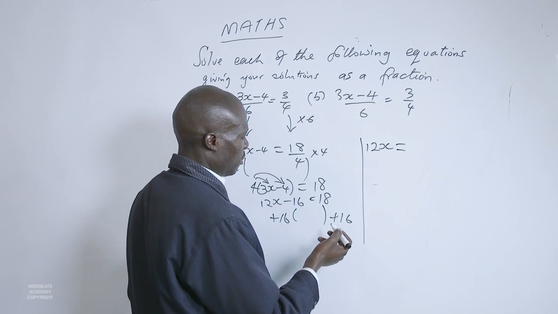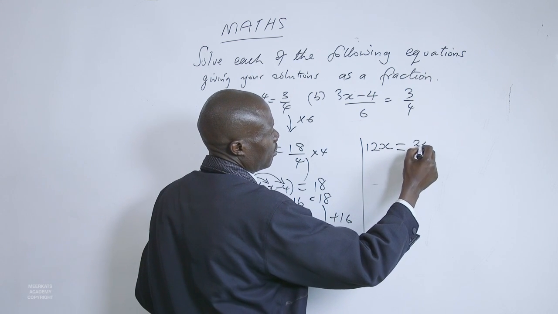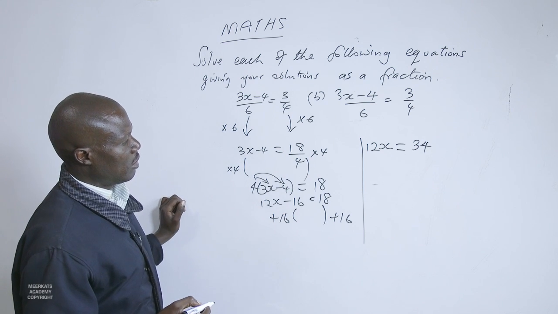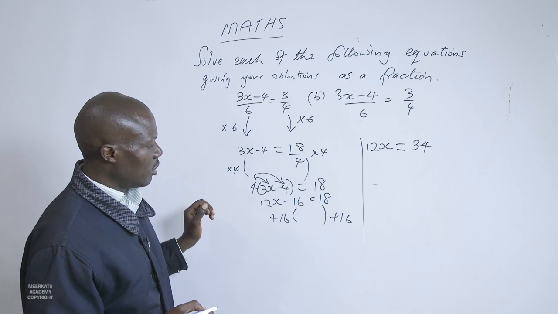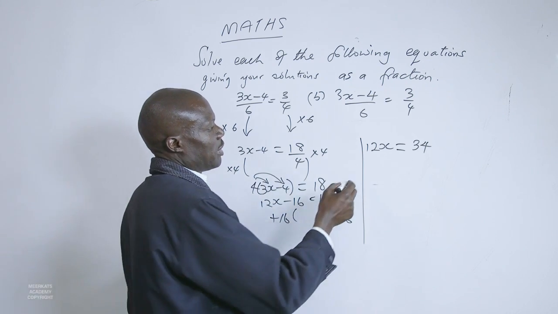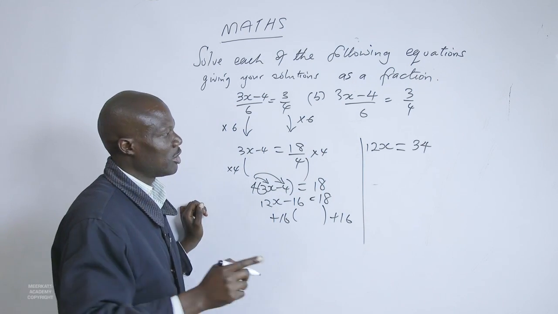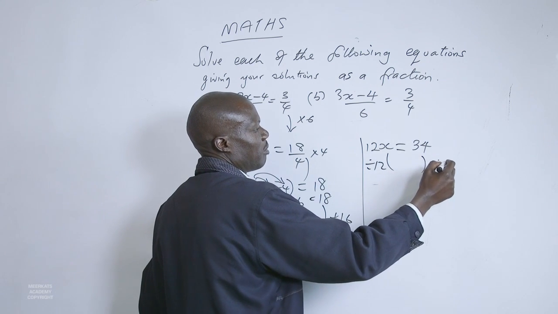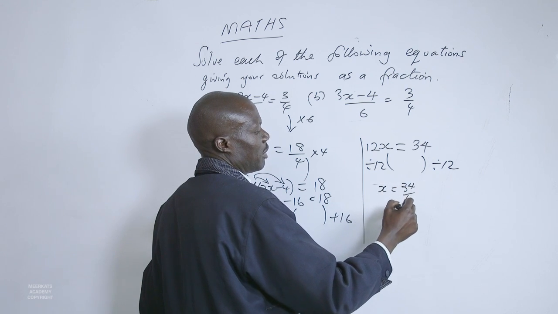This one is going to give us 34. So we find 12x is equal to 34. Now the final answer should still have the coefficient of x as 1, so we move a step, divide here by 12, divide here by 12, and then remain with x is equal to 34 over 12.